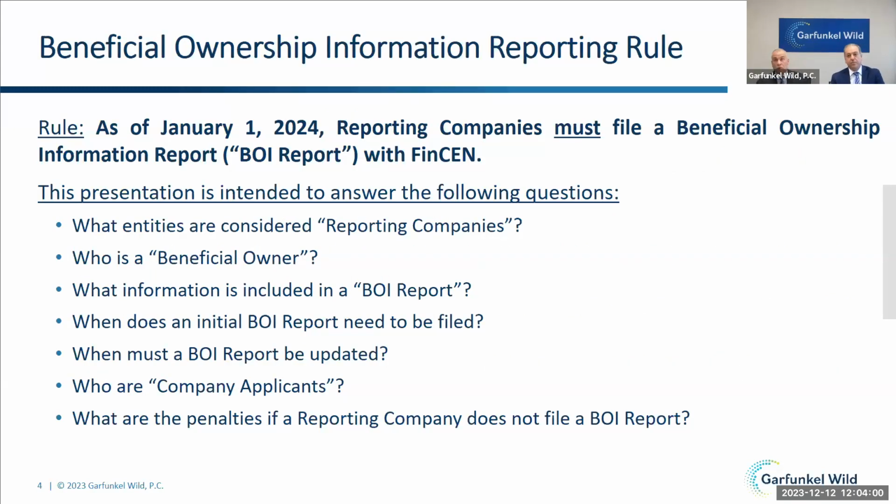The Beneficial Ownership Reporting Rule. As of January 1, 2024, reporting companies must file a Beneficial Ownership Information Report. As will be commonly used in the marketplace, it is referred to as a BOI report with FinCEN. This presentation is intended to answer the following questions. What entities are considered reporting companies? Who is a beneficial owner? What information is included in a BOI report? When does an initial BOI report need to be filed? When must a BOI report be updated? Who are company applicants? And what are the penalties if a reporting company does not file a BOI report?